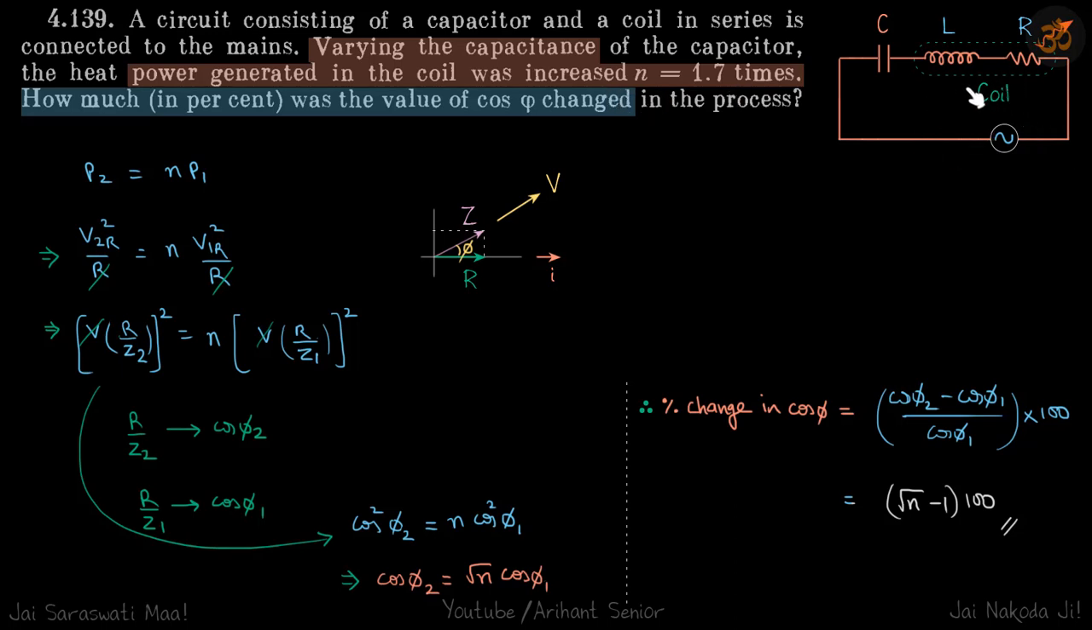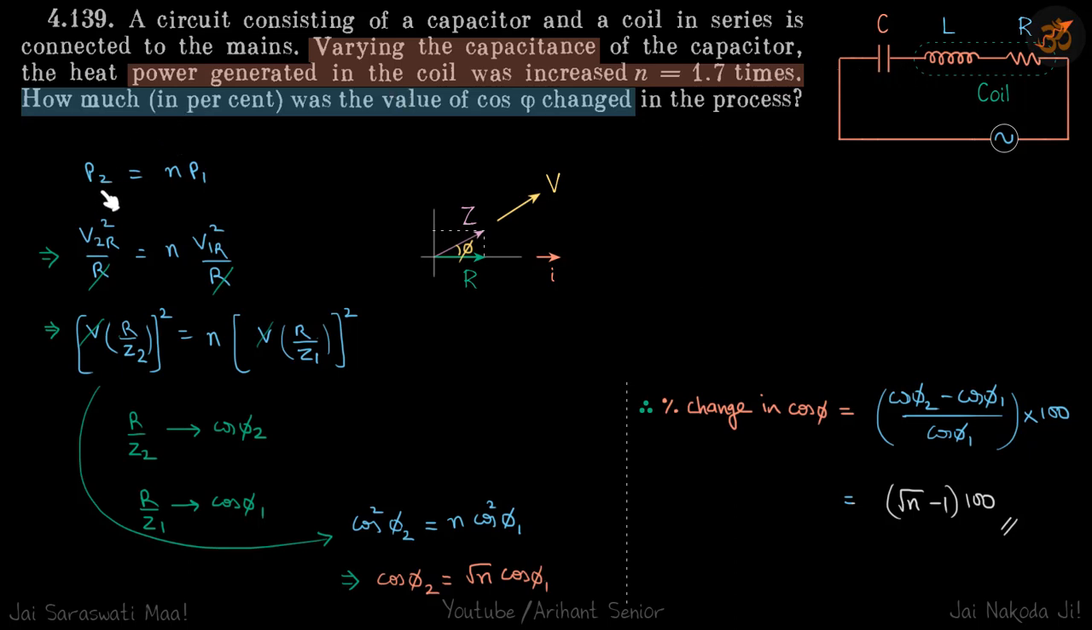We are given this series LCR circuit, and it's given that if you change the capacitance, (he has not given how we are changing it), the power generated is increased n times. So by what percentage is the cos phi changed? So we have to relate the power with the cos phi and then hope to get our answer.